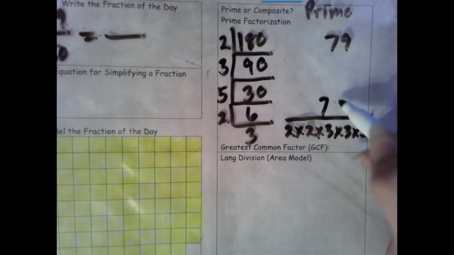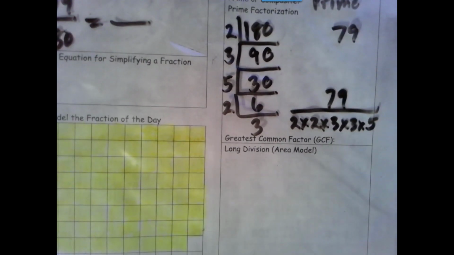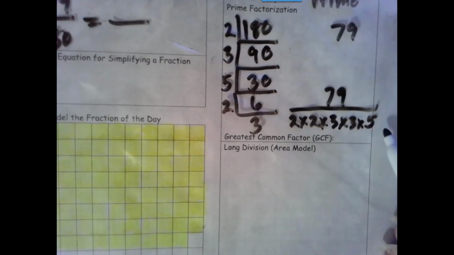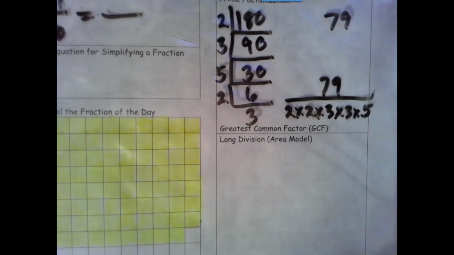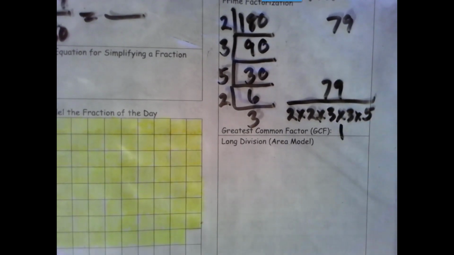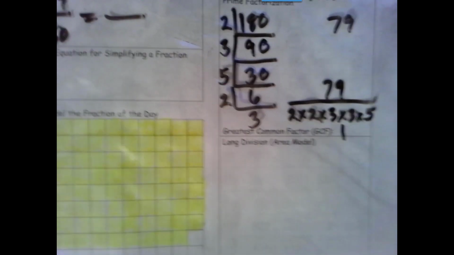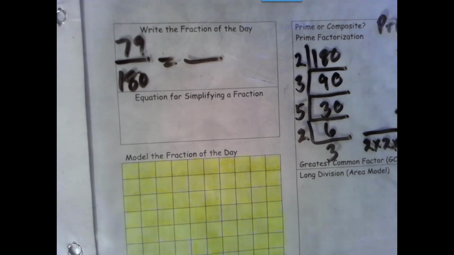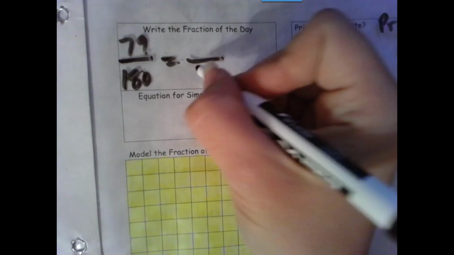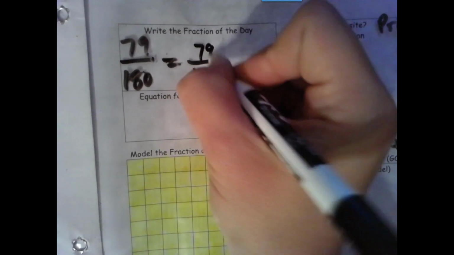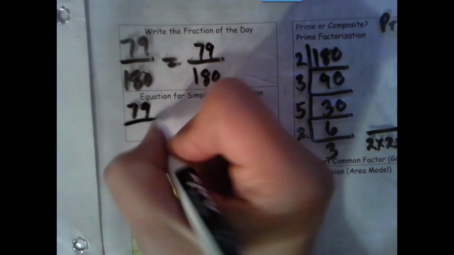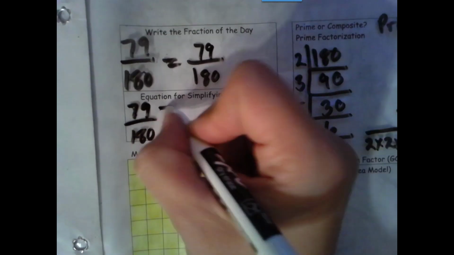And our numerator is 79. So I don't see any 79s down here, or any 2s, 3s, or 5s up here. So there's nothing to circle. That means our greatest common factor is 1. Let's make our groups of 1. Done. How many total groups of 1 do we have? 180. How many are shaded in? 79.